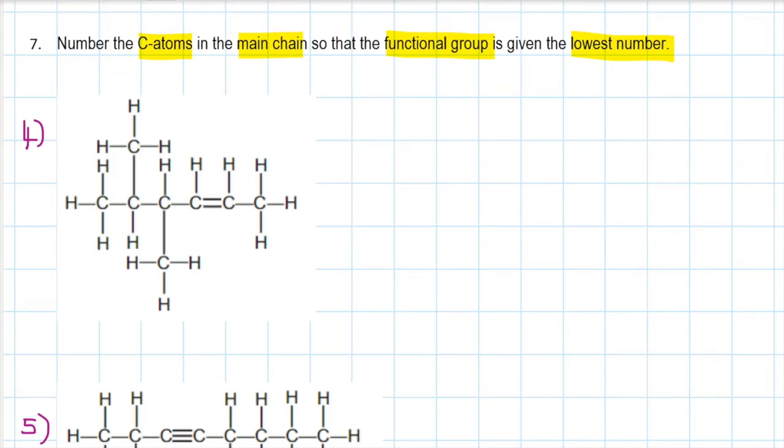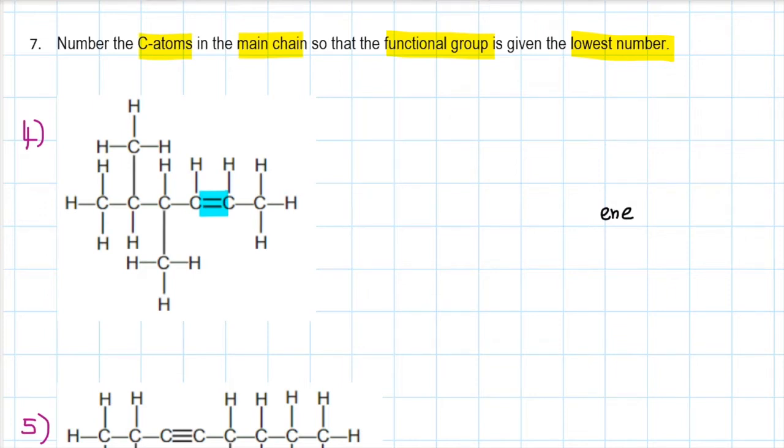So number 1, they must be given the lowest number, but also the main chain must always include the functional group. So in this case, in example number 4, we can see that the functional group is a double bond between two carbon atoms. This entire structure contains only carbon atoms and hydrogen atoms, and this is therefore an alkene, whose name is going to end with -ene.